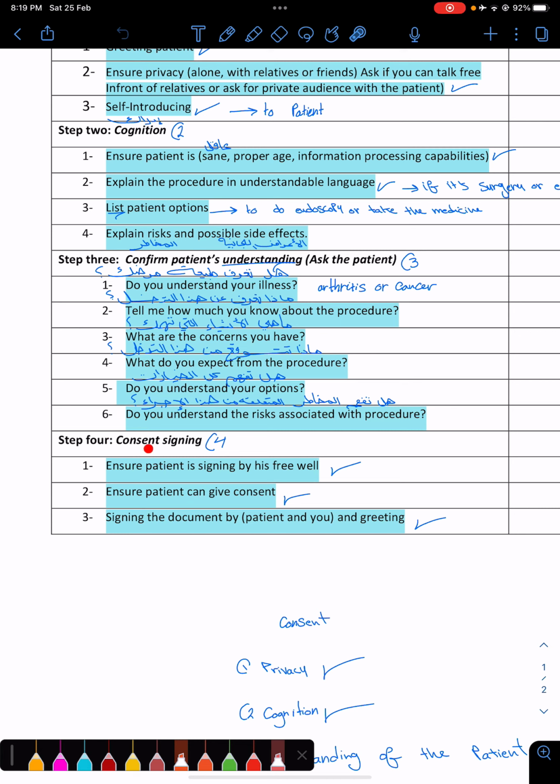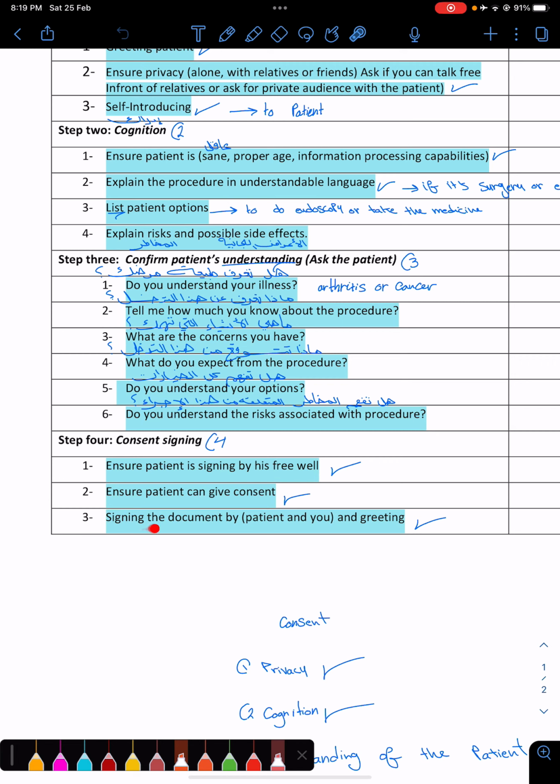Okay, the last thing, the consent signing. Ensure the patient is signing of his free will. No one should say to him that you've got to sign here or else. It's not like that. He has the freedom to sign if he wants or not. Ensure the patient can give consent. He's an adult, not a kid, his mentality is good, everything is good. So just check that out.